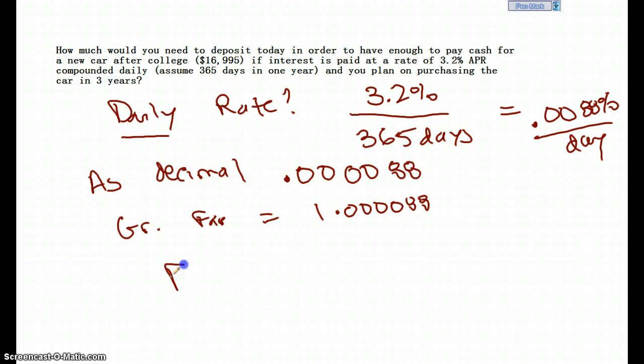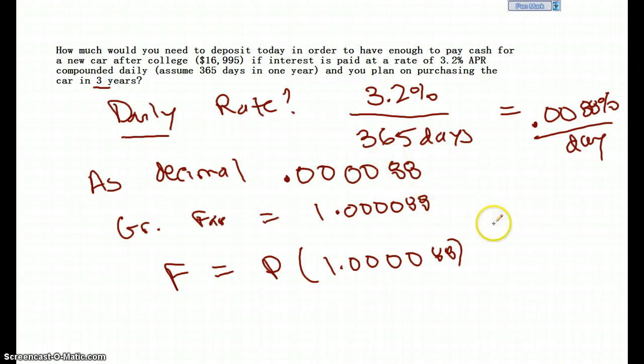So to get our future value, we would take our present value, multiply it by the daily rate, and, well, it depends how many days we're dealing with. In this case, we're dealing with 3 years. So in the exponent, we would have 3 times 365. I'm just going to write that there, knowing that 3 times 365 would give you the total number of days of this investment.